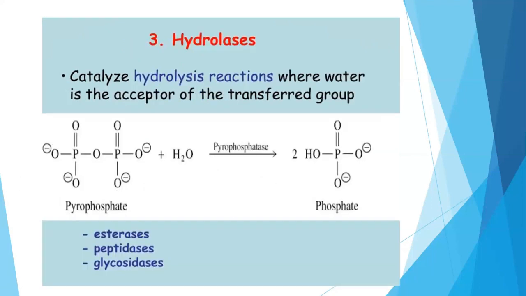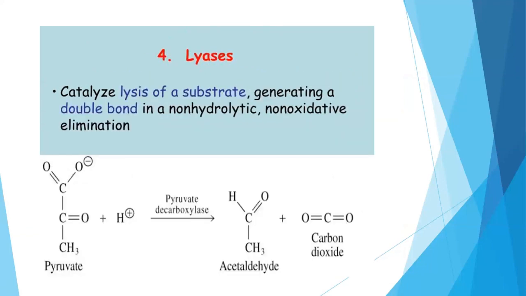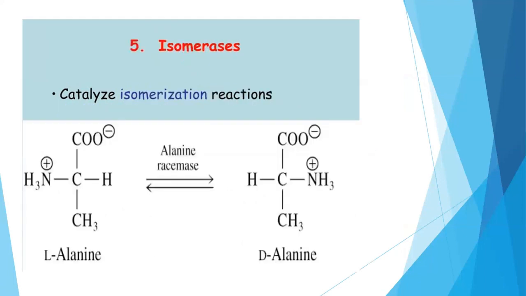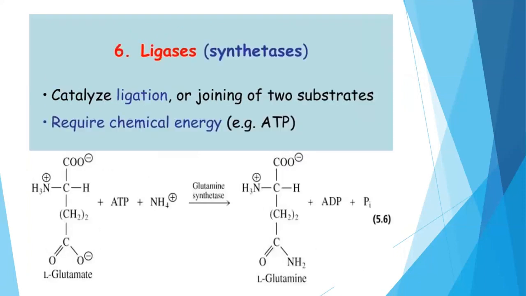Hydrolases are the enzymes that catalyze hydrolysis reactions where water is the acceptor of the transfer group. For example, esterases, peptidases, and glycosidases. Lyases catalyze the cleavage of a substrate, generating a double bond in a non-hydrolytic or non-oxidative elimination, like pyruvate decarboxylase. Isomerases are the enzymes that catalyze the isomerization of molecules, like alanine racemase. And ligases are the enzymes that catalyze the ligation or joining of two substrates, and they require chemical energy, like glutamine synthetase.